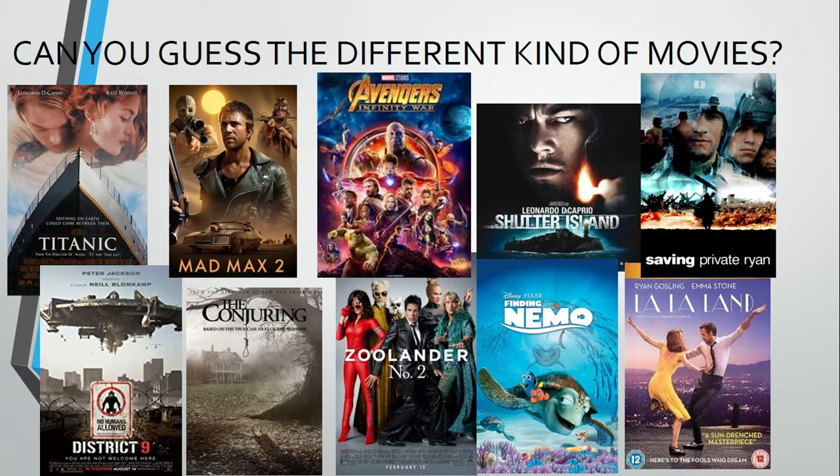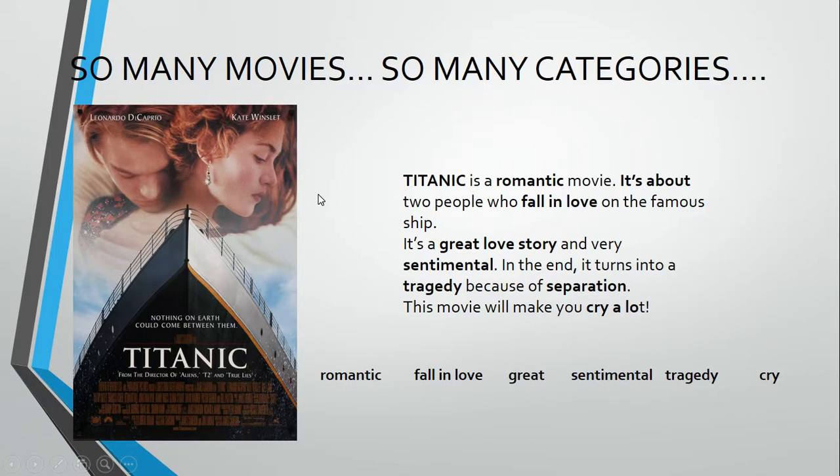So, can you guess the different kinds of movies? There are different types of movies here. Look, we have action movies, we have romantic movies, we have horror movies, we have comedies, we have animated movies for children. Okay, all types of movies. So let's learn them, okay? So many movies, so many categories.